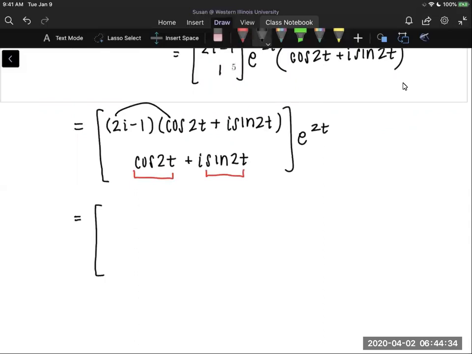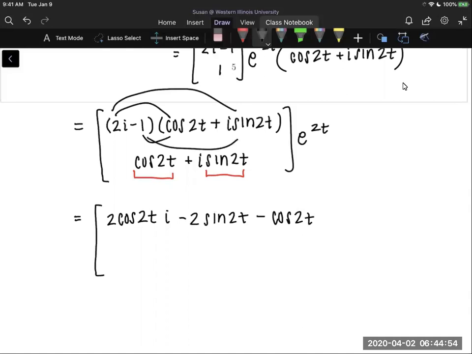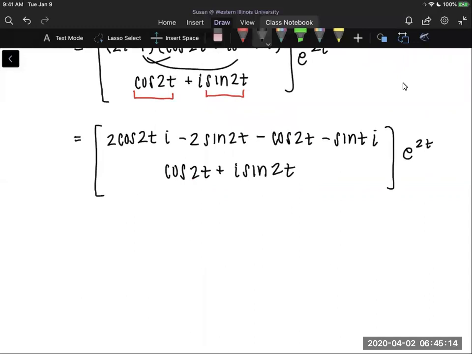So my first term is a 2 cosine 2t I. My outer term, remember, I times I is -1, so I get minus 2 sine 2t. The inner is a negative cosine 2t, and then the outer is a minus sine t I. I'm just putting the i's at the back. Recopying that bottom row. All right, and from here, I can now separate out the real and the imaginary.